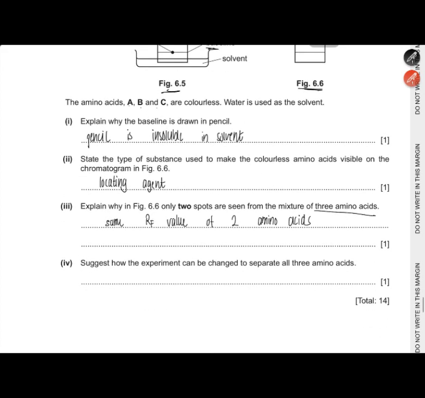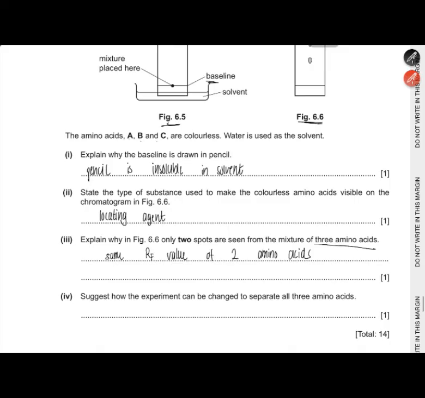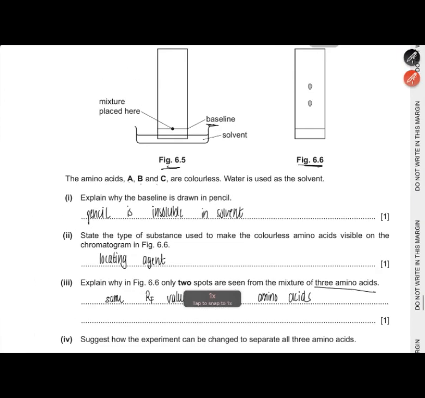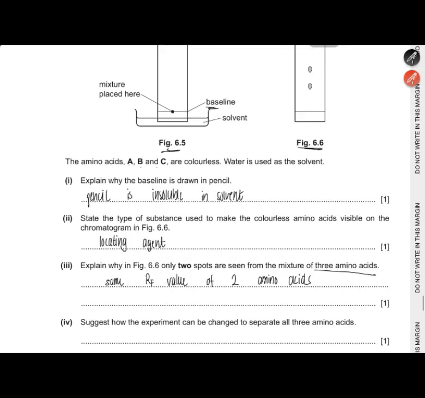Finally, suggest how the experiment can be changed to separate all 3 amino acids. So we have to use a different solvent, because those amino acids will have different solubilities in that solvent. If it is very soluble, it's going to travel more. If it's less soluble, it's going to travel less, and it will show different spots on the chromatogram.